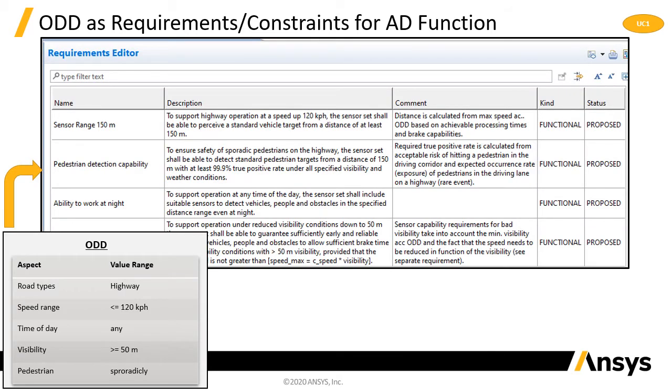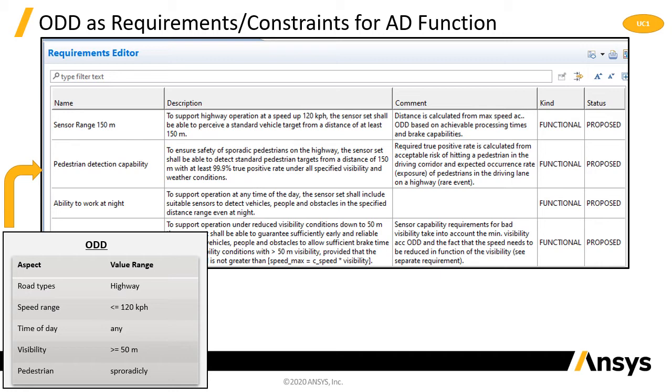Here you have a couple of sample requirements for such a system. First one is about sensor range. Short name is sensor range 150 meters. In more detail, to support highway operation at a speed up to 120 kilometers per hour, the sensor set shall be able to perceive a standard vehicle target from a distance of at least 150 meters. In the comment column, you see where it comes from. The distance is calculated from the maximum speed according to the ODD definition, based on the achievable processing times in the processing chain and the brake capabilities of my vehicle.